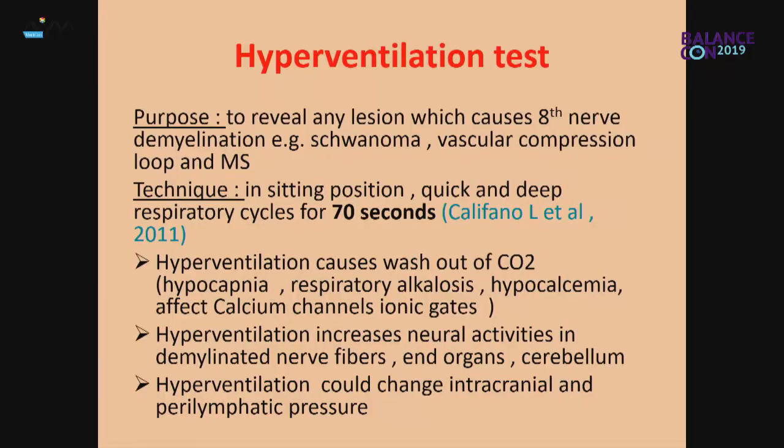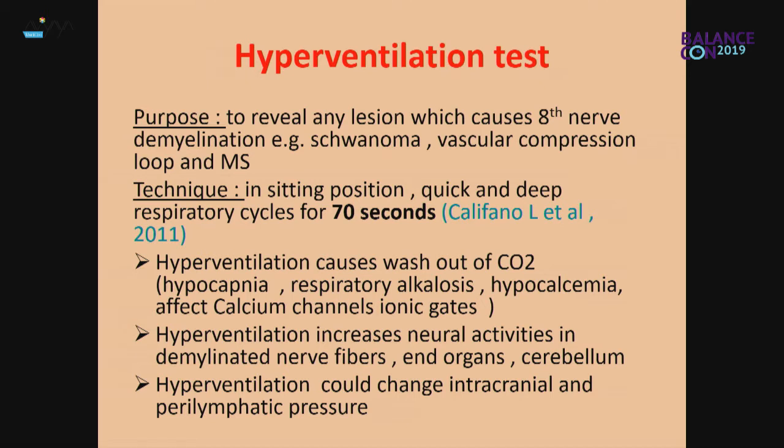Hyperventilation test. How many of you do hyperventilation test? Perfect. Quite a good number. So how do you do it? Yes, Dr. Sandeep, how do you do the hyperventilation test? We ask the patient to hyperventilate for 1 minute. And then we put on the visor and ask him to focus at one point.